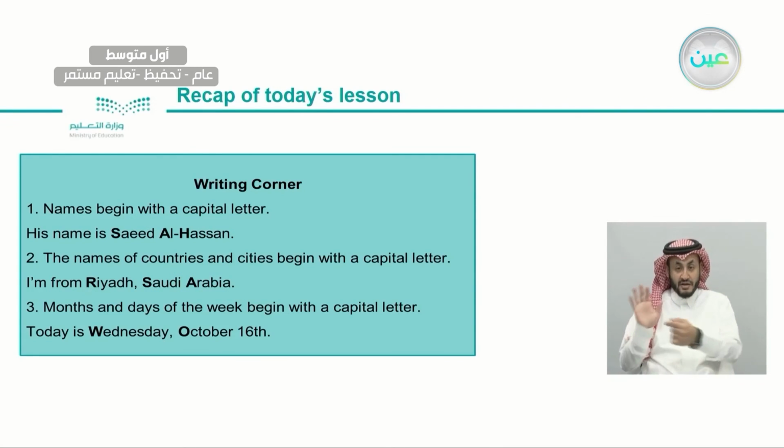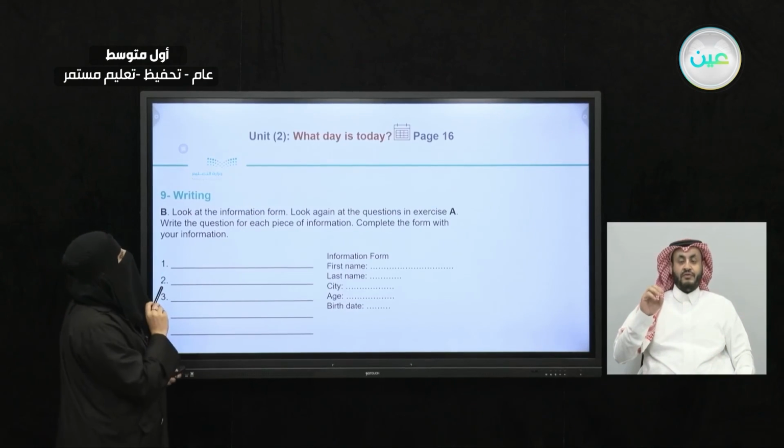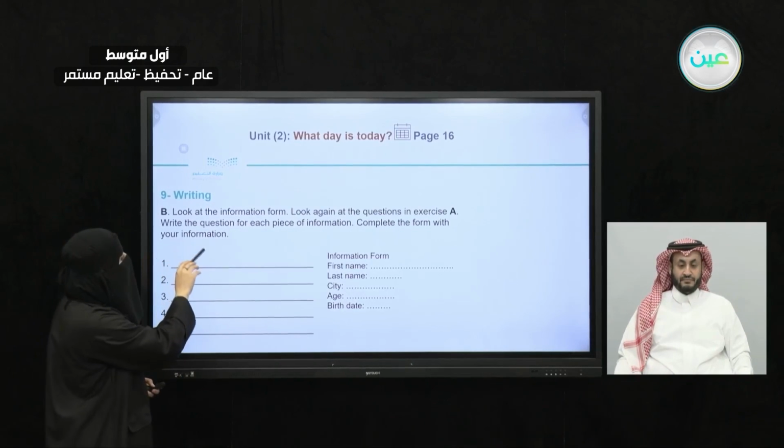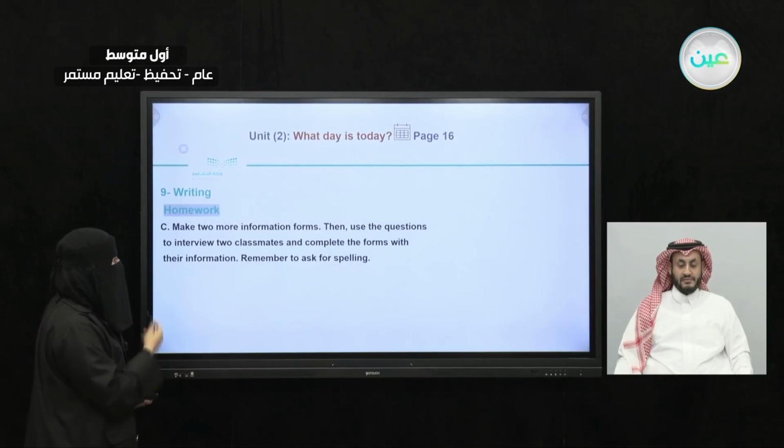The names of countries and cities begin with a capital letter. I am from Riyadh, Saudi Arabia. Okay, this is how to show it's the name of a country or city. Months and days of the week begin with a capital letter. Today is Wednesday, comma, October 16th, period. Also, we have learned how to look at information. We make up our questions. Okay. You can just quickly review.